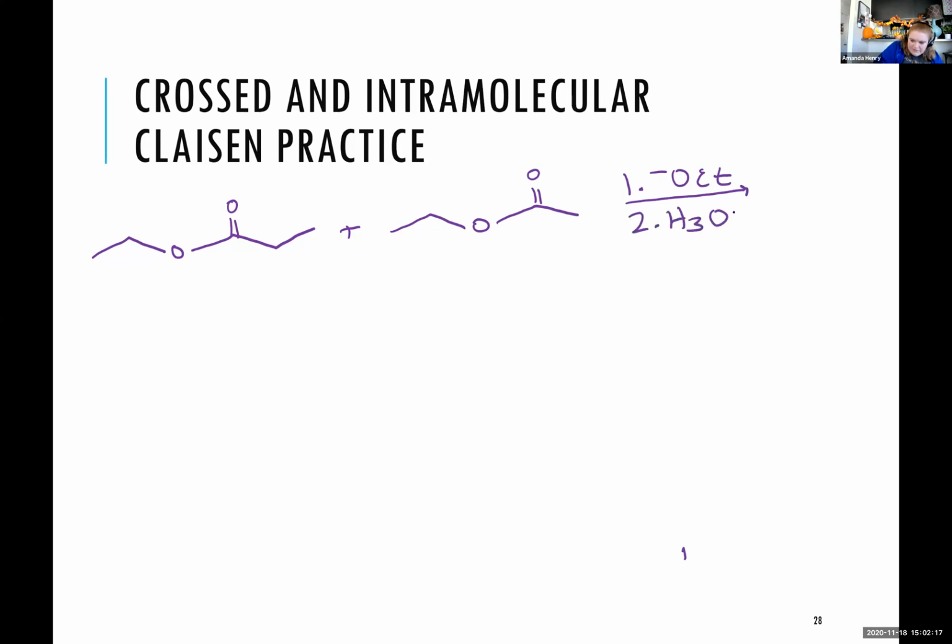Okay, here's what we're going to react. And we are going to draw all of the products. So this is crossed aldol. We know it's crossed aldol, or excuse me, I said aldol. This is crossed Claisen. We know it falls into the crossed category because we're reacting two different molecules. We know it falls into the Claisen category because they're both esters. So this is a crossed Claisen reaction.